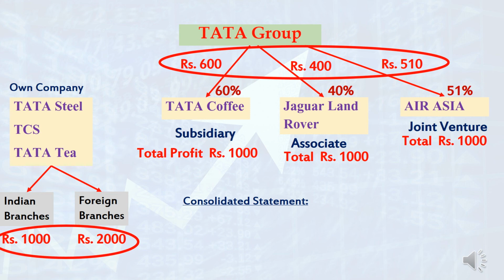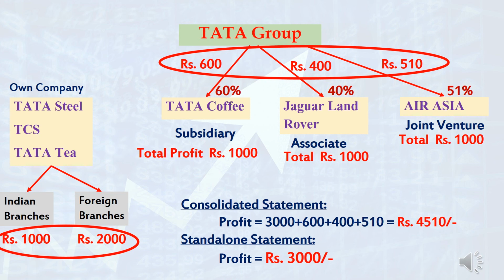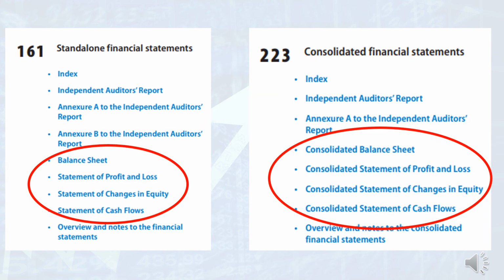For the consolidated financial statement, all the companies will be considered. Not only the own companies of Tata Group, but also subsidiary companies, associate companies and joint ventures, all these companies' statements will be considered. Now, in the consolidated financial statement, if I calculate the profit, Tata Group's own company profit 3000 rupees plus profit from Tata Coffee 600 rupees plus profit from JLR 400 rupees plus profit from AirAsia 510 rupees. Totally 4510 rupees profit for Tata Group. Consolidated profit for Tata Group is 4510 rupees, but standalone profit is only 3000 rupees. I made this profit calculation only for easy understanding of standalone and consolidated financial statements.